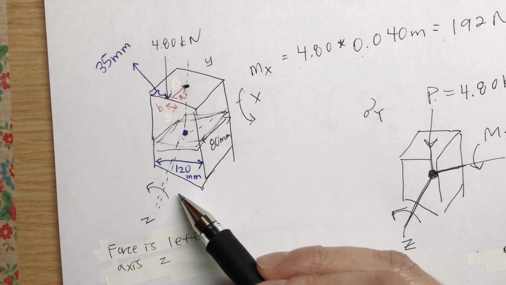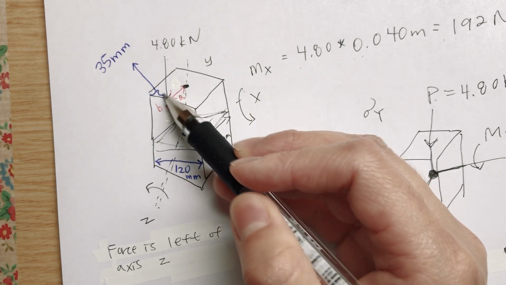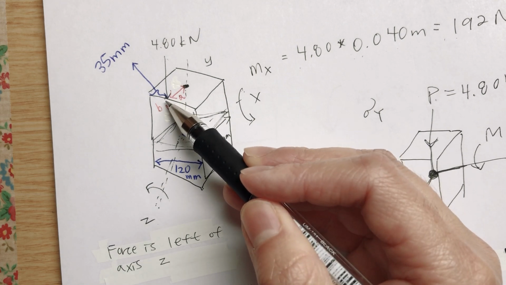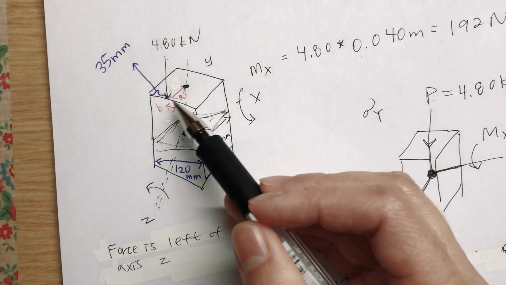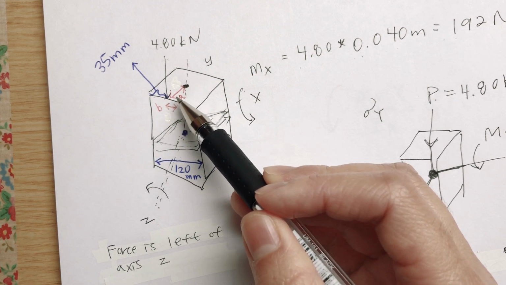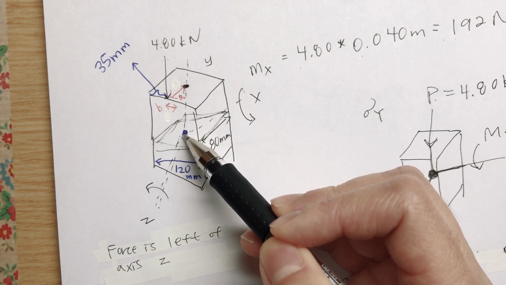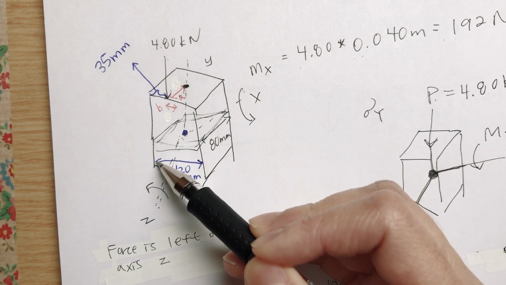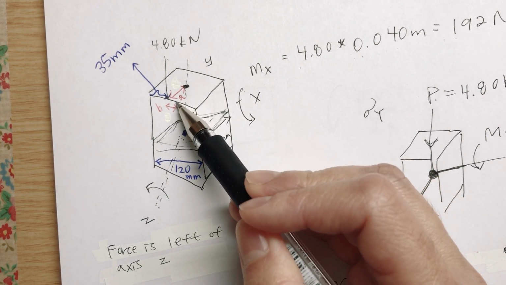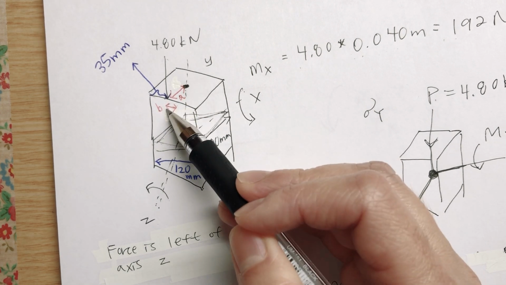All right, so this one's a little trickier, but the moment arm is this B, and this load is left of the z-axis. Try to take some time on your own looking at this drawing. The moment arm is 120 divided by 2, so that's 60 millimeters. The 60 millimeters minus 35 millimeters will give you this B.